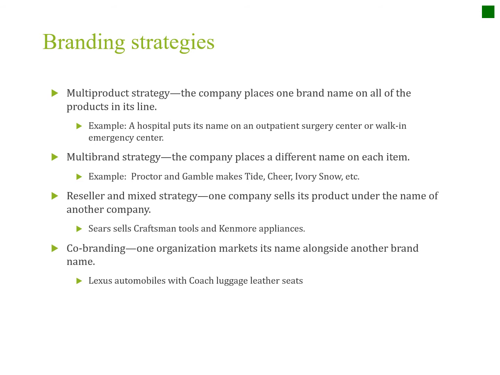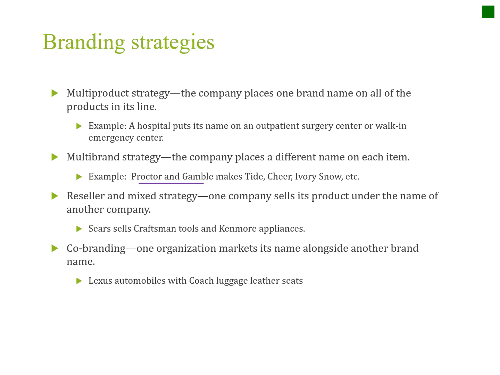So there's different ways that we can go about a branding strategy. Sometimes we have a multi-product strategy, sometimes a multi-brand strategy. For example, P&G has a lot of different, very strong brands: Tide, Cheer, Ivory Snow. They make a bunch of different clothes cleaning products, and they all have a different brand identity associated with them.